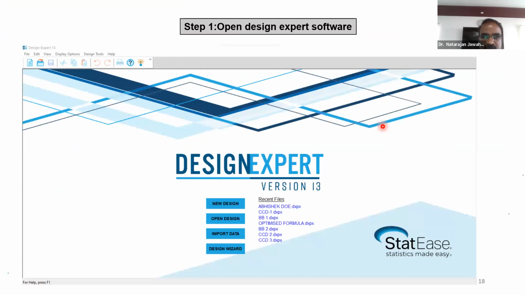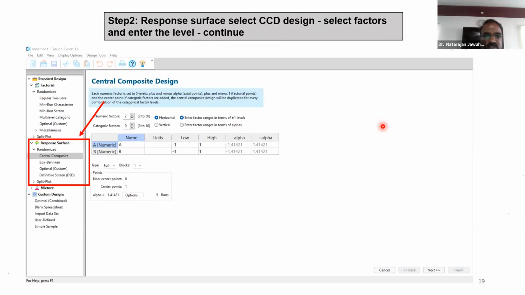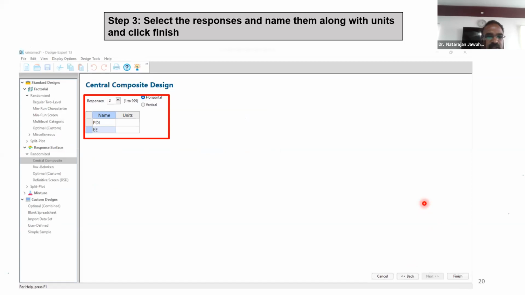So the first step, open the Design-Expert software. Step 2, response surface. Select the CCD design, select the factors, and enter the levels. So 2 factors I have selected, and for the levels, one is low and one is high. Automatically it will come. Then I have to click next.